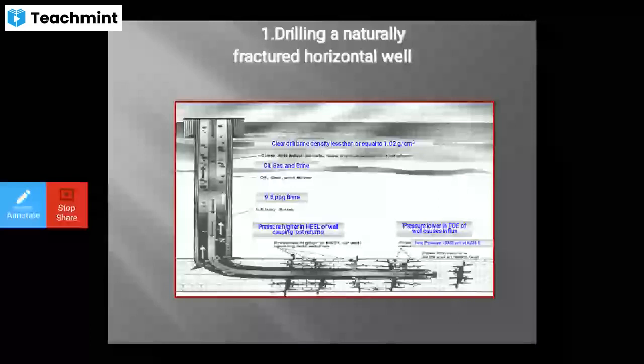So you can see all the specifications. So pressure higher in heel of the well and pressure lower in toe of the well causes the influx. And the pressure higher in heel is causing the loss of returns. So that also you can see in the diagram, and the pore pressure is also shown here. And next slide. So this is a naturally fractured horizontal well.